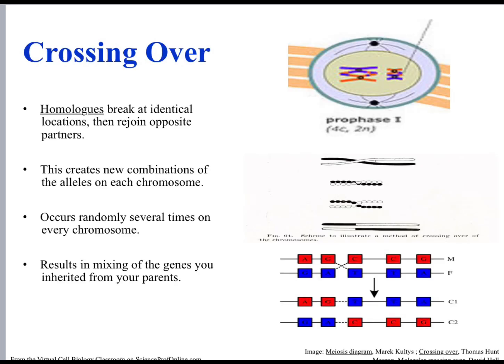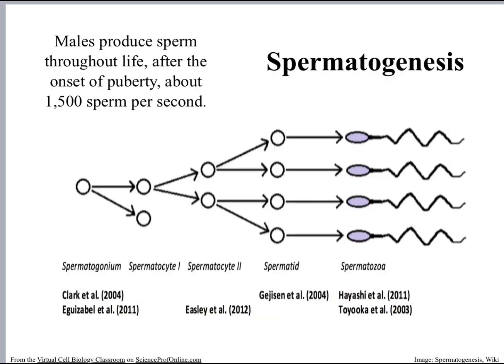In crossing over, the homologous chromosomes break at identical locations and rejoin with the opposite partner. This recreates the combination of alleles on each chromosome. It occurs randomly several times on every chromosome, resulting in a mixing of the genes you inherited from your parents. Males produce sperm throughout life after the onset of puberty, about 1,500 sperm per second.